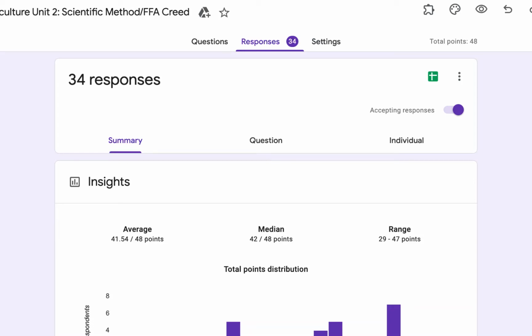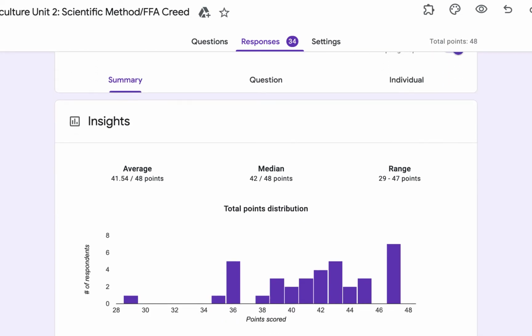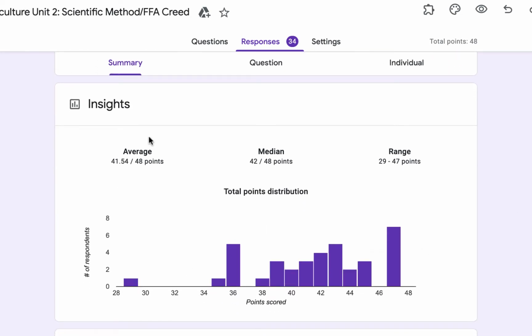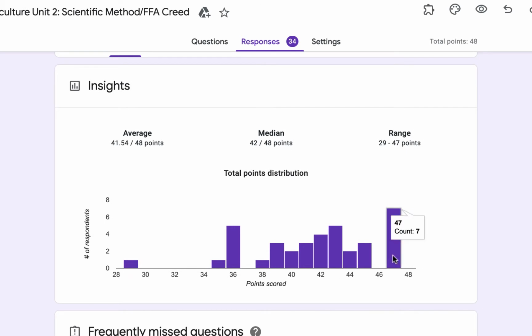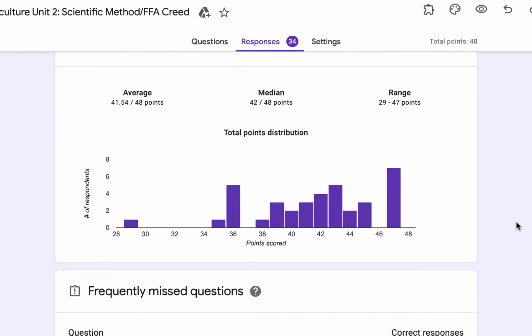Right, so you have given out your quiz and now you're ready to look at the responses to get some insights. First, I could see my average, median, and range from least to greatest right here, seeing how many people scored in these different areas.